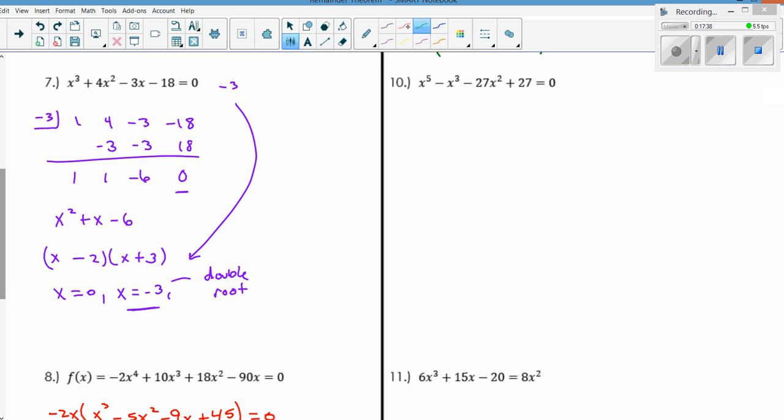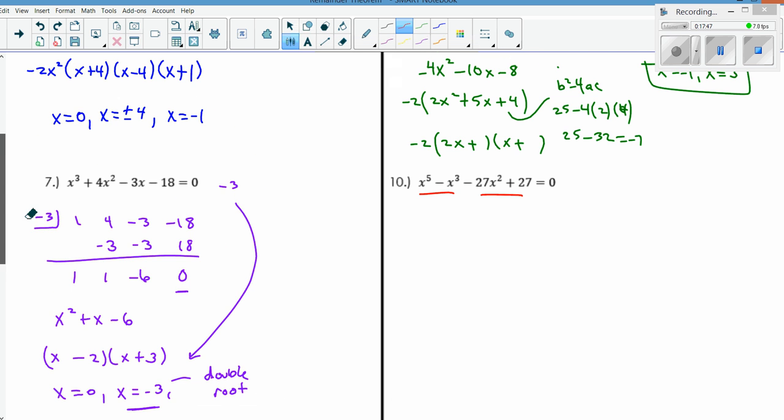Next. Alright, let's see. I have 4 terms, so I'm going to look to factor by grouping since I don't have any of my x's. So I can take an x to the third out of here, and I can take a negative 27 out there. I get x to the third, x squared minus 1, minus 27, x squared minus 1, so that's good, they match. So x to the third minus 27 times x squared minus 1.